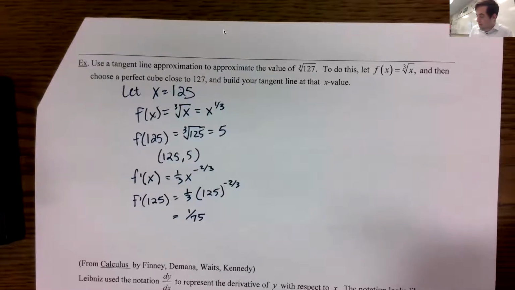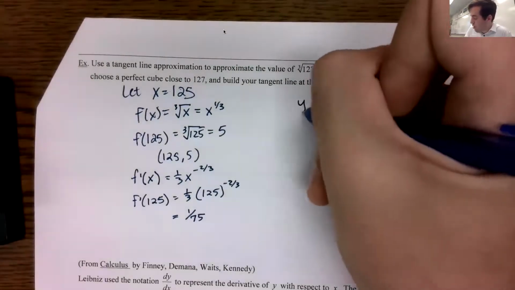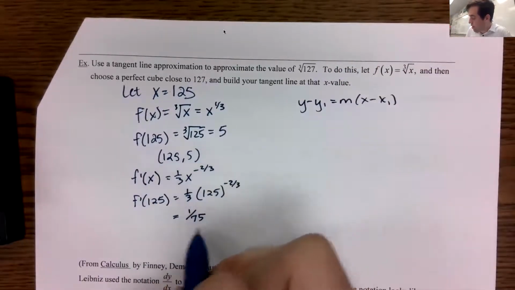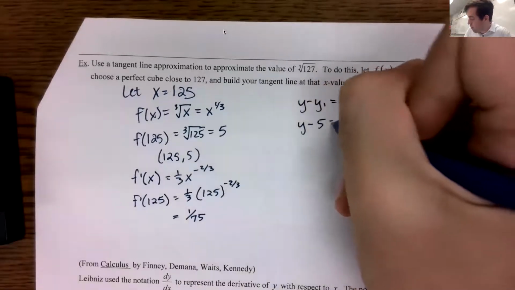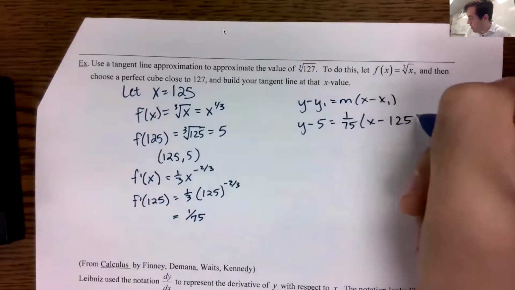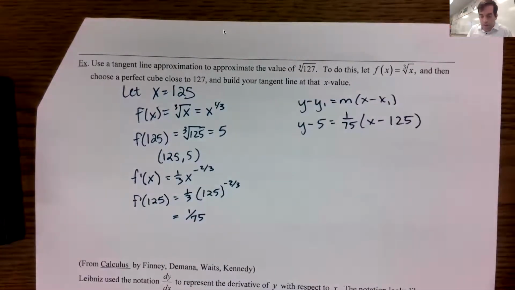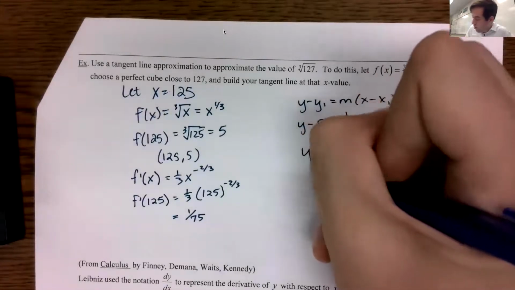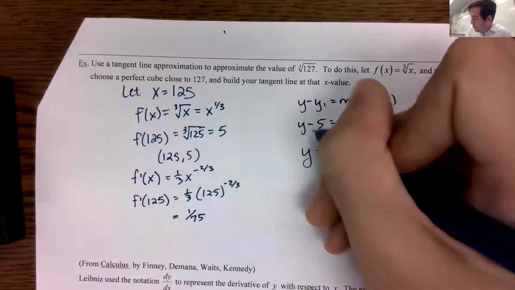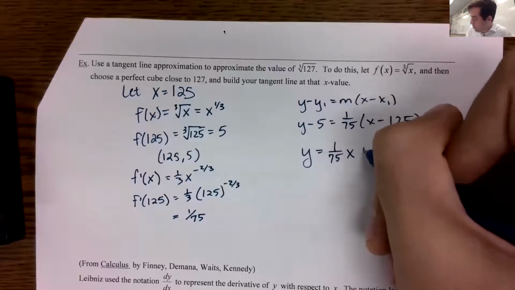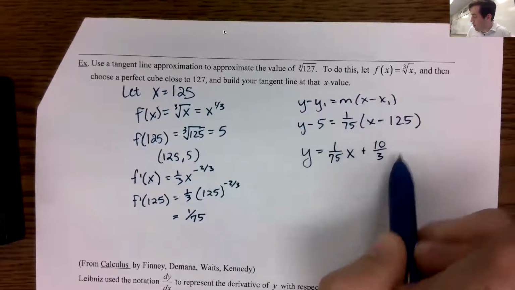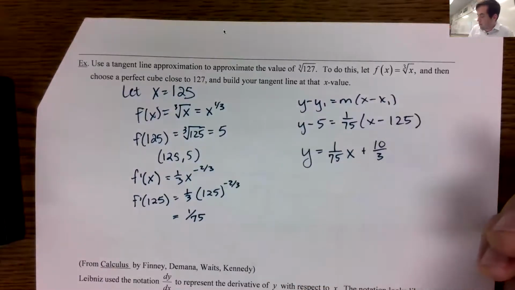Okay, so then we have to find our tangent line. So it's y minus y1 equals m times x minus x1. We plug in our ordered pair and our slope. So we have y minus 5 equals 1/75 times x minus our x value, which was 125. And I'm going to actually solve this for y. So we end up with y equals 1 over 75 x, and by the time you add the 5, you get plus 10 thirds. So we did 1 over 75 times 125, and then we added 5. We get this. So that's our tangent line.